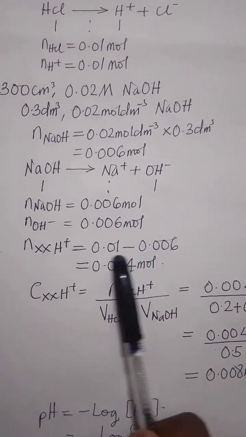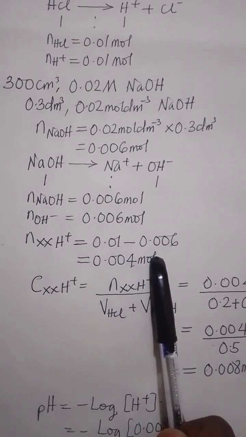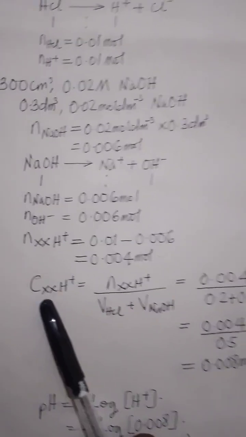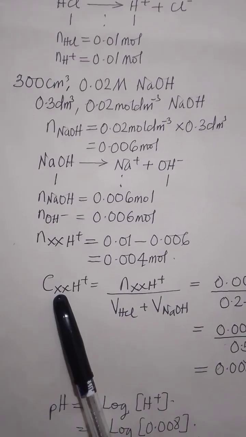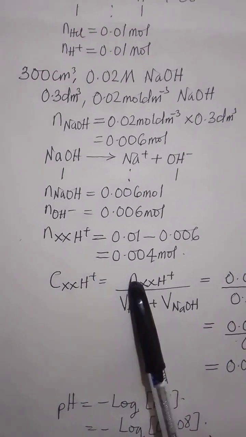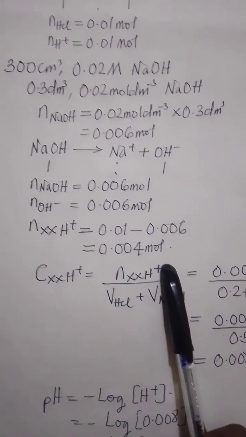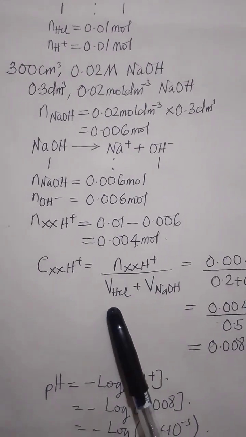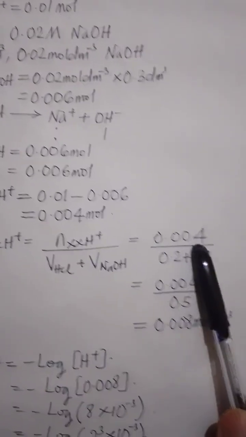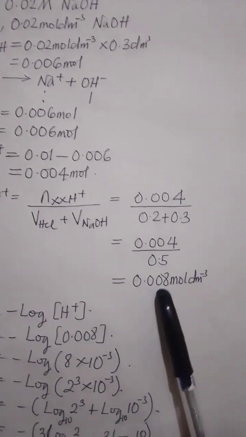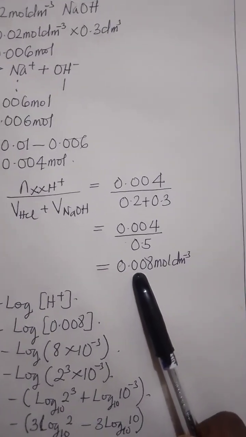We need to now convert the 0.004 mole to concentration. Don't forget, concentration is mole over volume, but now it will be the concentration of the excess H plus, which is number of mole of the excess H plus over the total volume of the acid and the base given. So we just put it there and we resolve the issue. That will give us 0.008.